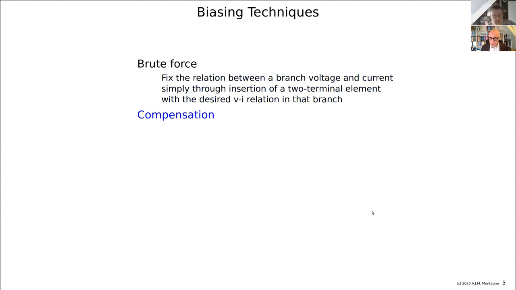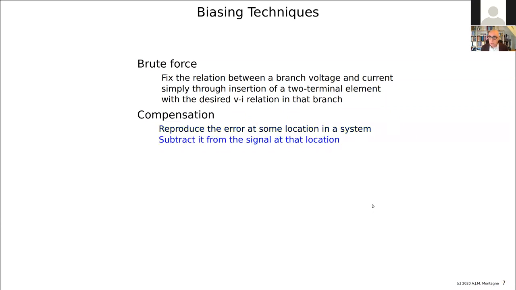What is compensation? Compensation is that you reproduce an error that somewhere occurs in the system, and at that place somewhere you add it with the opposite sign. So you subtract it from the signal, and then you compensate basically for the error. It's an additive technique in this way.